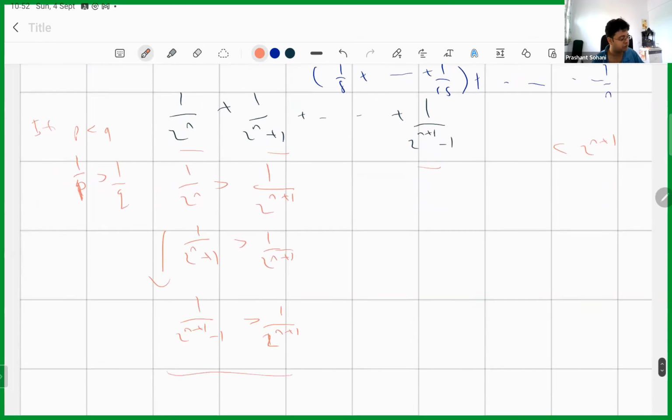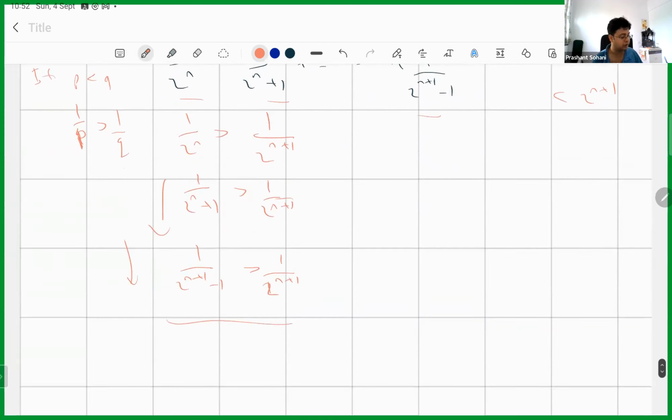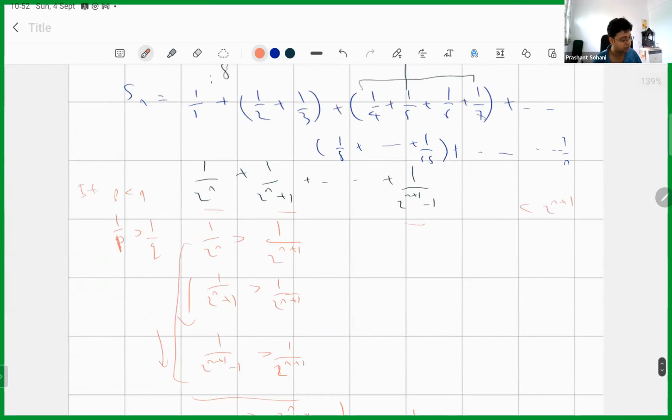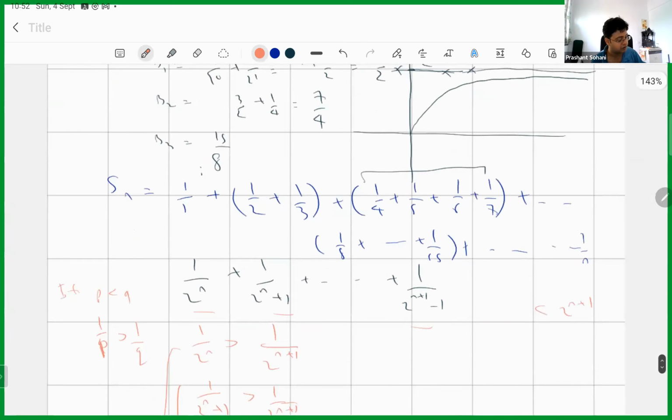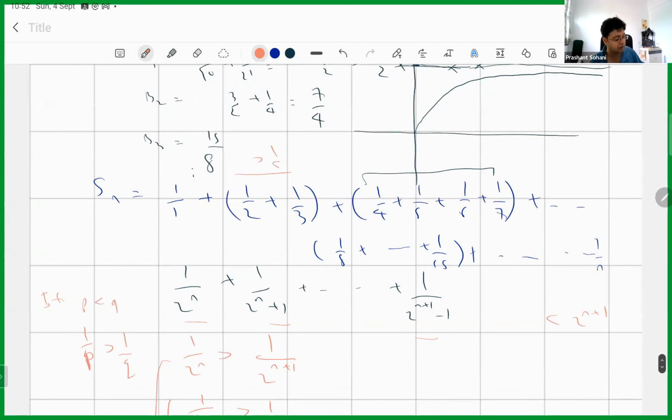So if I add up all of these inequalities, the RHS will simply be 2 raised to n times 1 upon 2 raised to n plus 1, which is half. So what I'm saying is that the sum on the LHS is greater than half, which means bracket by bracket, this bracket will be guaranteed to be greater than half. This bracket will be guaranteed to be greater than half, etc. This bracket will be greater than half. So if you keep adding half multiple times, obviously that sequence keeps on growing, right?